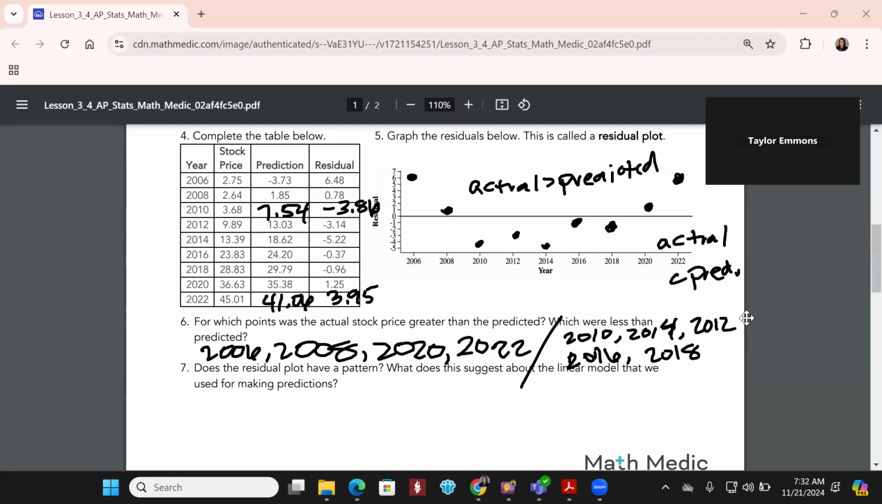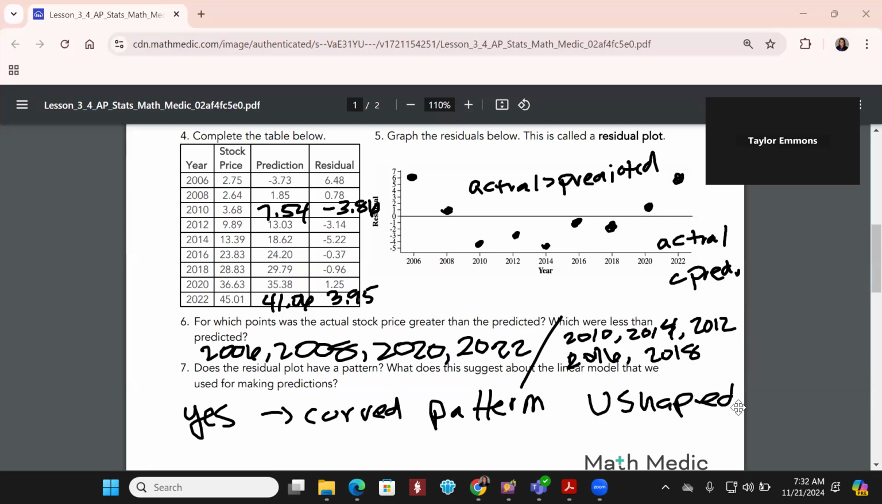Does the residual plot have a pattern? I like a W. So yeah, it has a pattern. It has a curved pattern. And we can't really call this a quadratic, but it is U-shaped, because it went from plus to minus to plus. The linear model may not be the best.